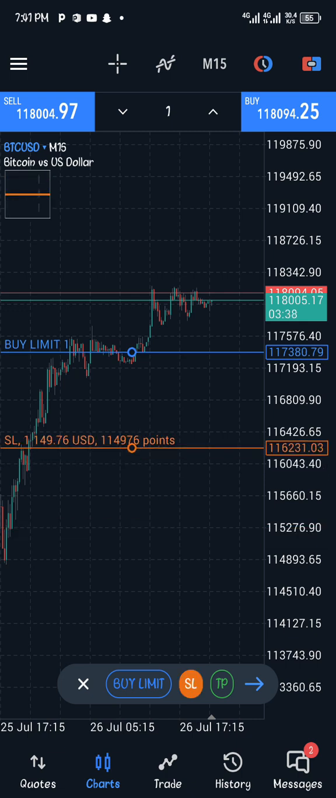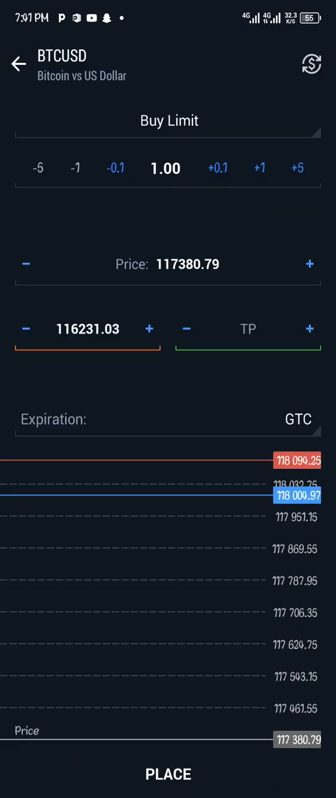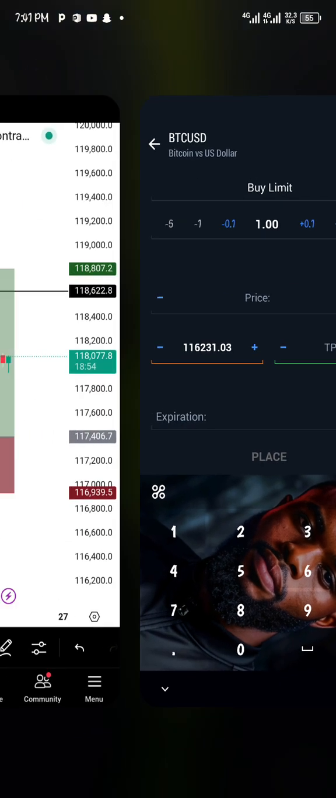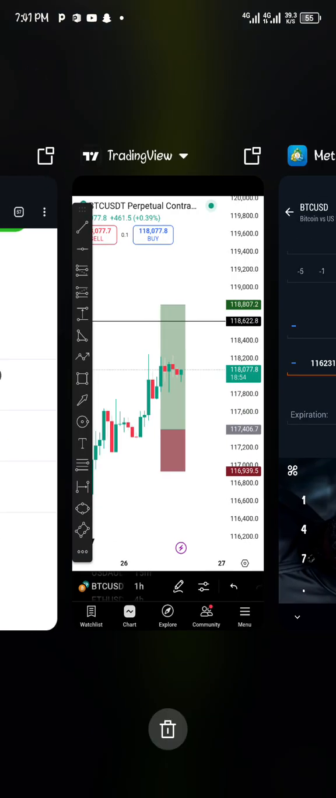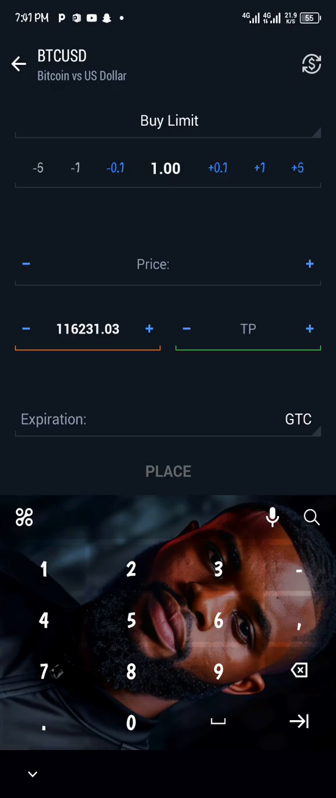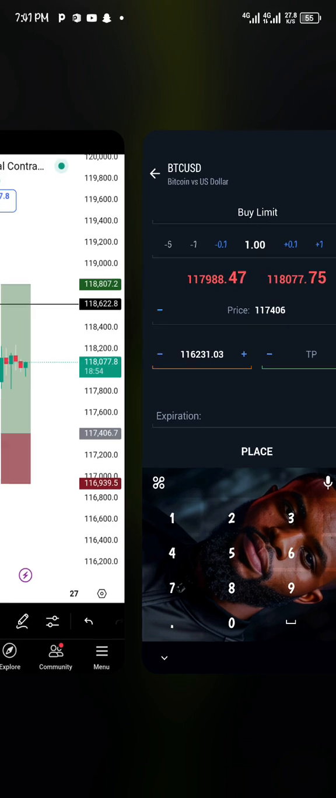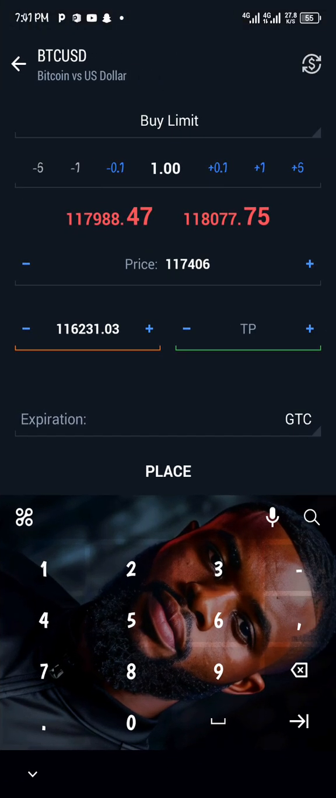Okay, you put it, now you click on that arrow. It's still on one standard lot size. The entry price here is 117,407.7. Okay, that's the entry price. Actually, 117,406.7. Okay.